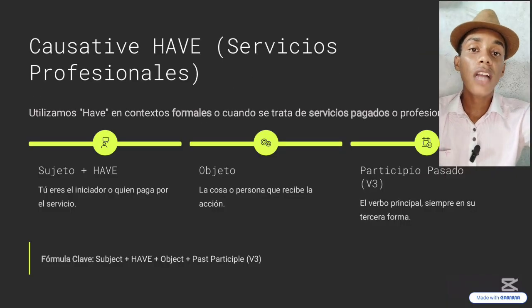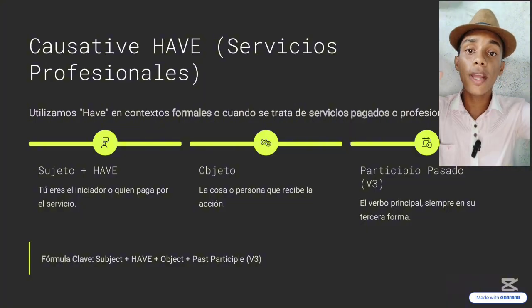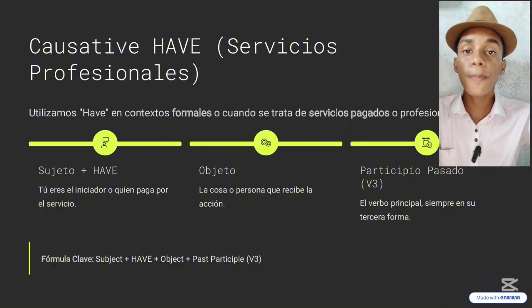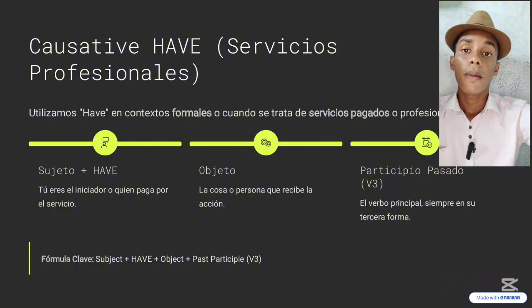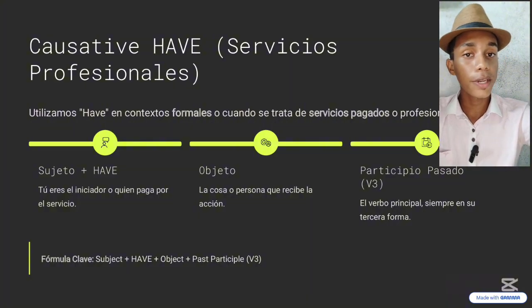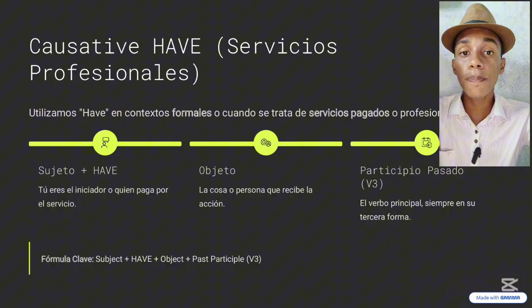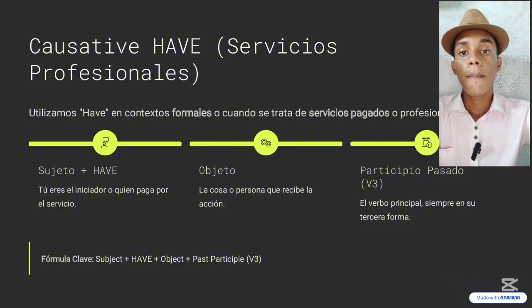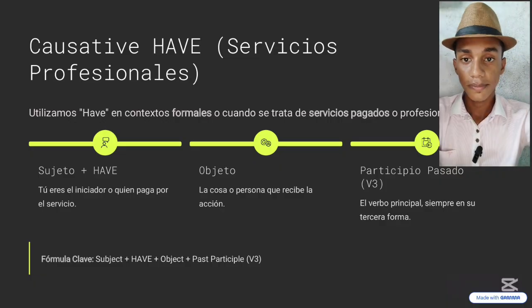Beginning with causative have, we use have primarily in formal contexts or when discussing a paid or professional service. The key focus here is not on the person doing the job, but on the result of the service being completed. When you use have, you are the client, the initiator, or the person paying for the service, making the process sound very business-like and professional.